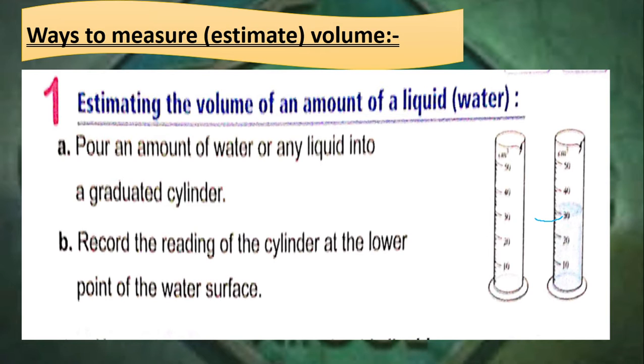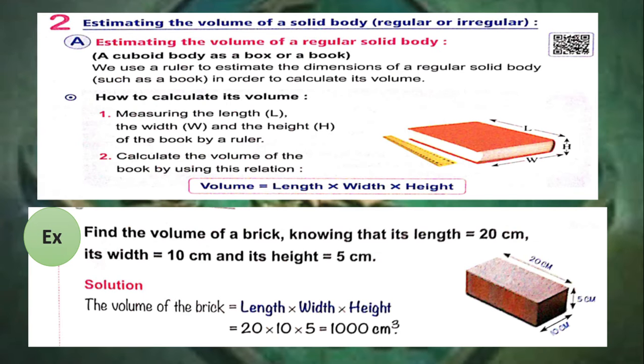Let's identify how we can measure the volume of a solid. There are two types of solid: regular solid body and irregular solid body. Let's start with the regular solid body, which has length, width, and height. We measure its length by the ruler, width by the ruler, height by the ruler, and we can find the volume by the rule: volume equals length times width times height.